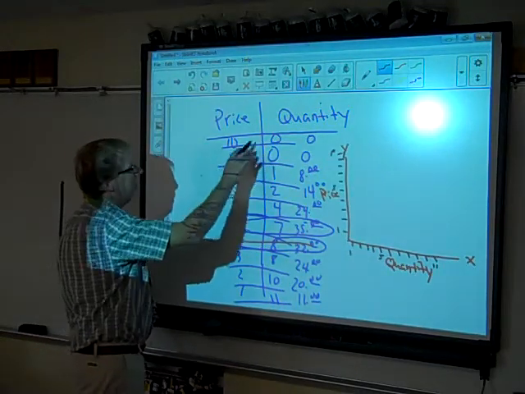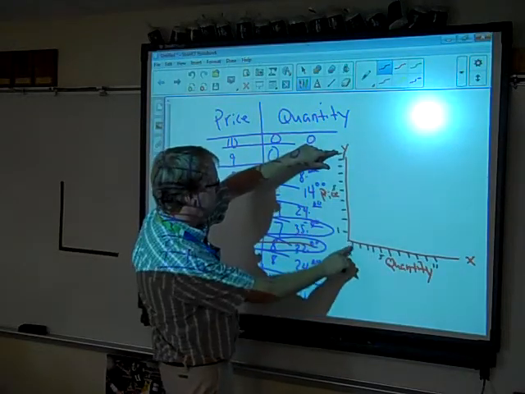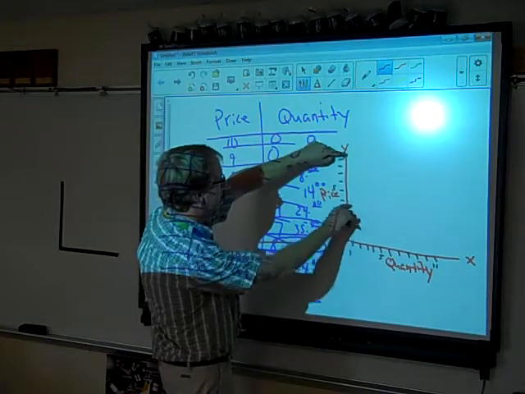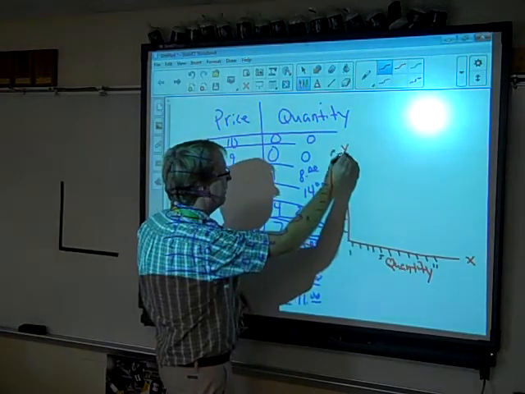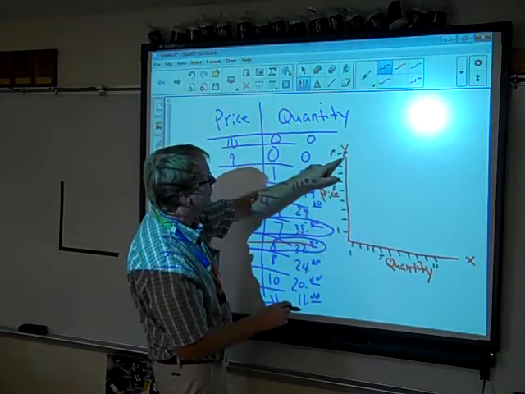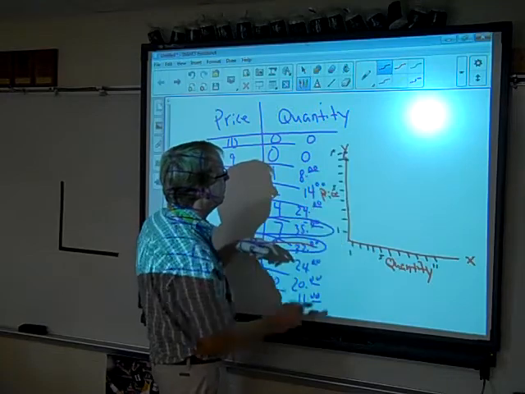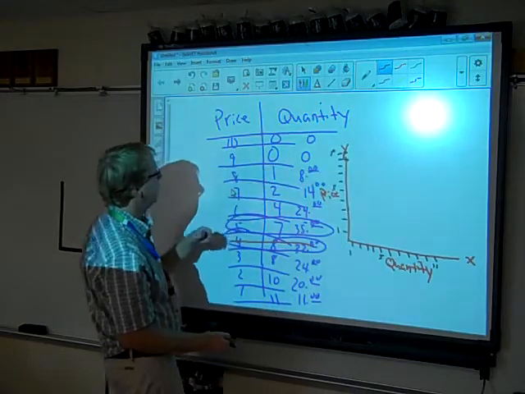So at $10 I could sell 0. Okay, so this becomes very simple. This is 10 up here. This is quantity of 0. I just connect the dots, and I put a dot right there. Okay. At $9, we're still at 0. So this is $9. This again is 0. So again, it's a dot in basically the same place, just a little bit lower, under $9.